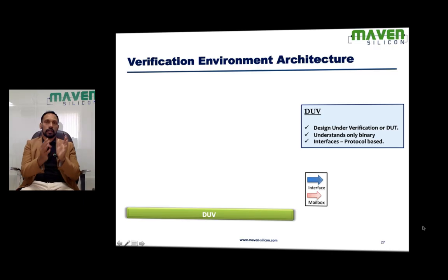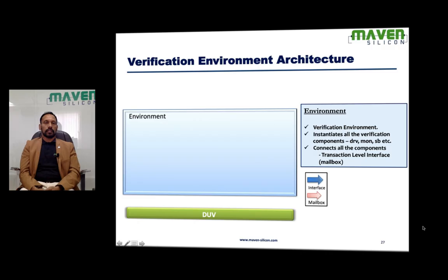Interfaces are nothing but ports, input ports and output ports, and all the interfaces will be based on certain protocol. Mostly we use standard protocols like AXI, AHB, SPI. That's how the binary values will be driven to DUV. Alright. Environment. Environment is totally different from DUV.